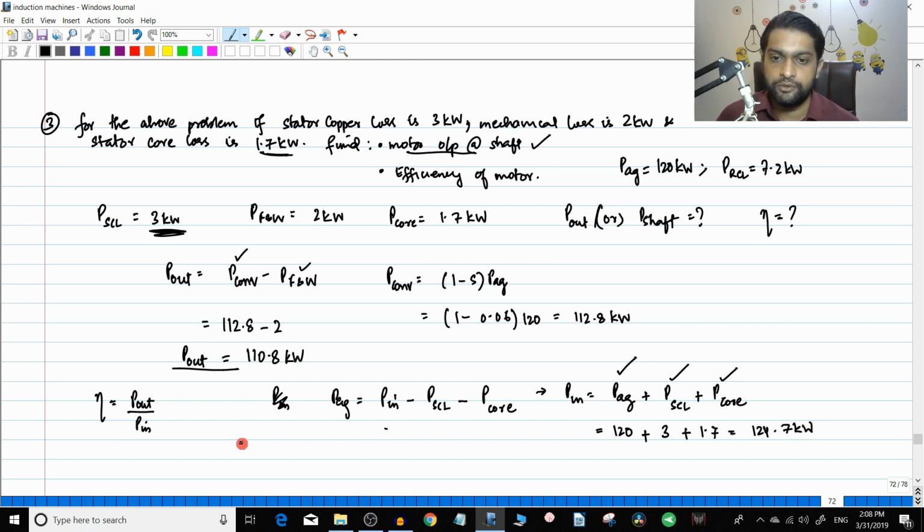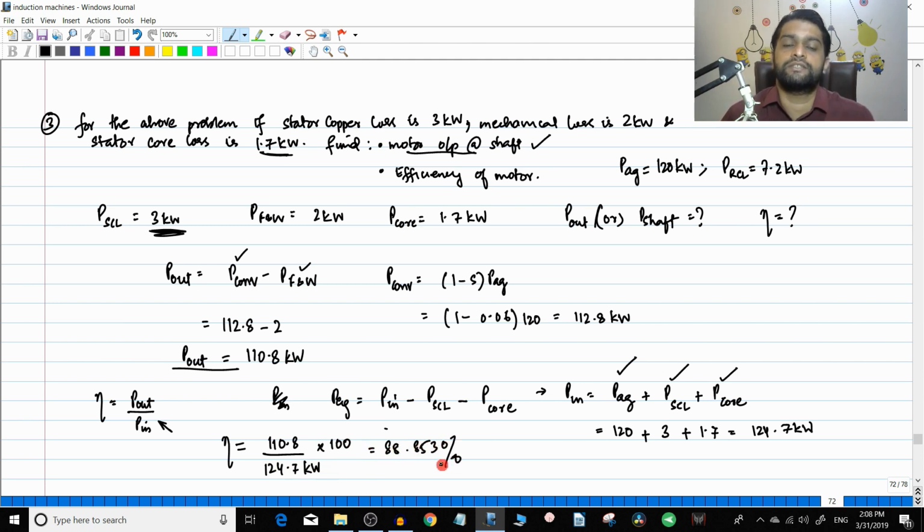Now you substitute that in this formula. You will get output power of 110.8 kilowatts divided by input power of 124.7 kilowatts. If you want it in percentage, you can multiply by 100. So you will get 88.853 percent. So the efficiency of this induction motor is 88.853 percent. So that is the next problem.